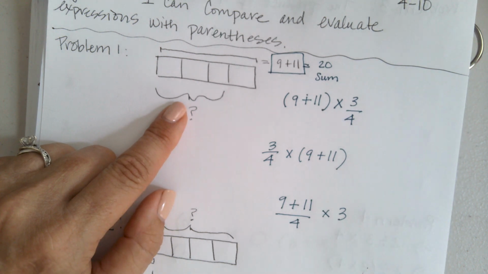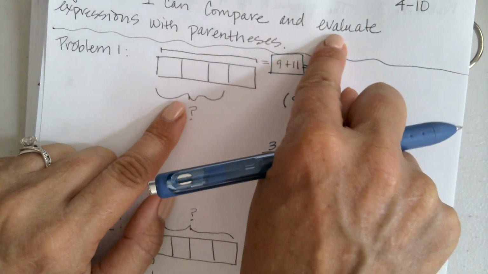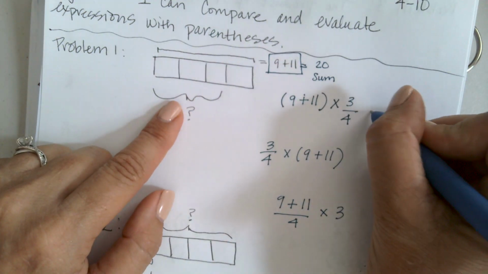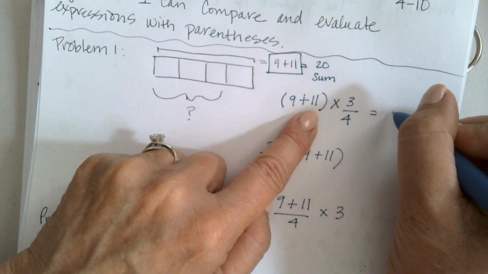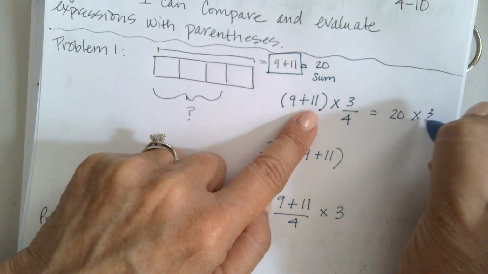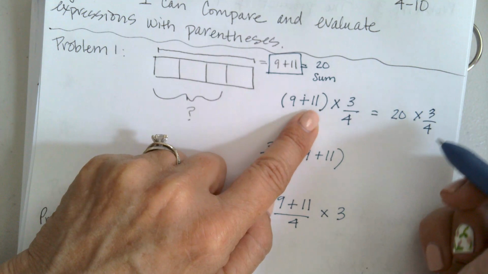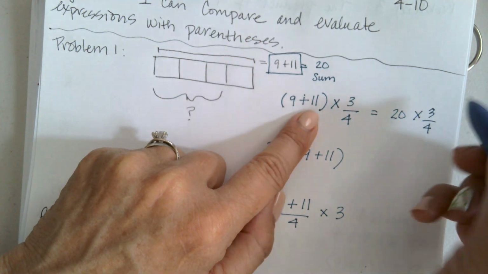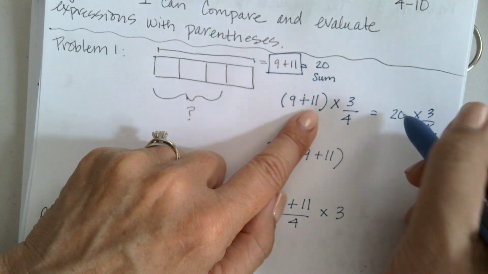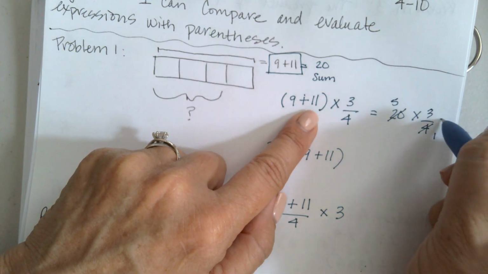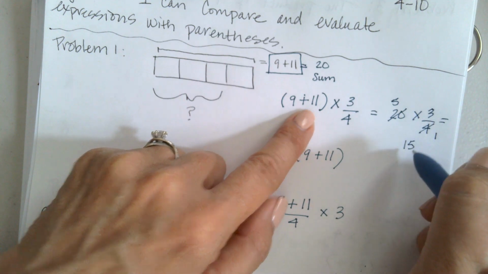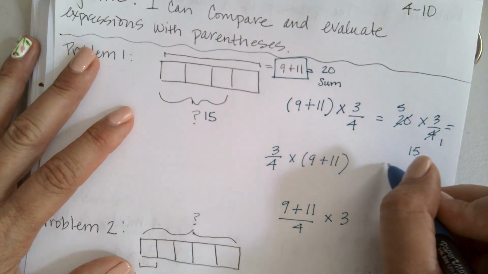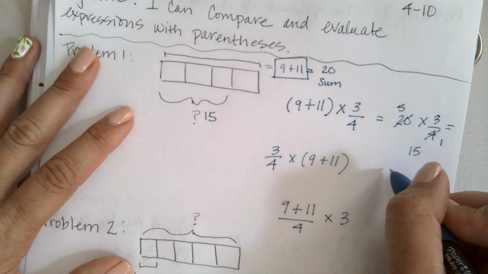All right, so now we are going to evaluate. Evaluate means solve the expression. So let's go here. 9 plus 11 is 20 times 3/4, which is exactly what we've been doing. Multiplying a whole number by a fraction, a fractional unit, right? So 4 goes into 4 once, 4 goes into 20 5 times. This is equal to 15.